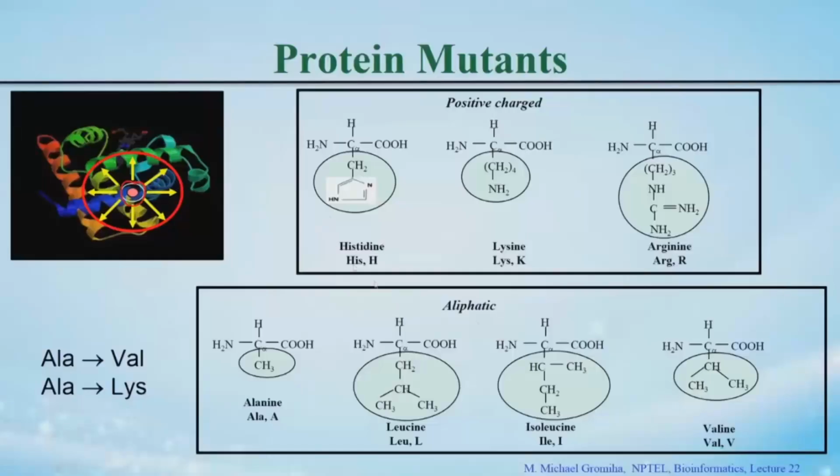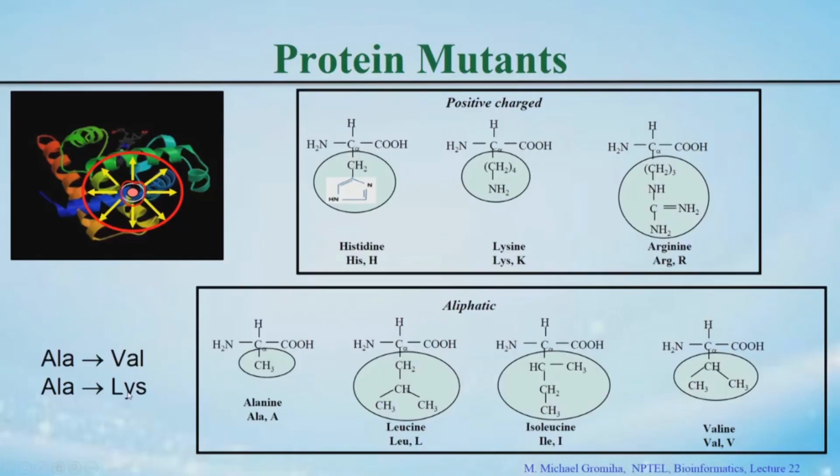So, here I show some types of amino acid residues. Here you can see the positive charge residues lysine, arginine and aliphatic residues. If we mutate alanine to valine, what will happen? Whether it stabilizes or destabilizes, or this will make contacts or it will make a steric clash. That depends upon the location where you mutate.